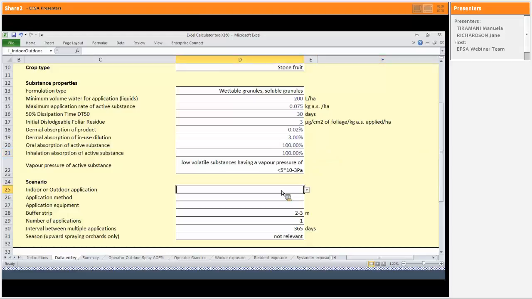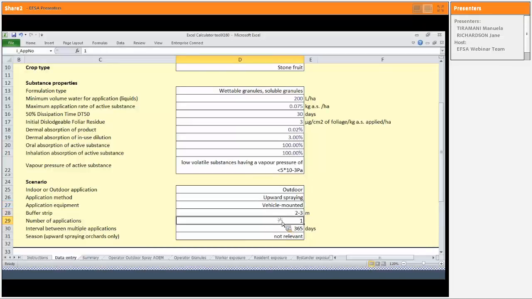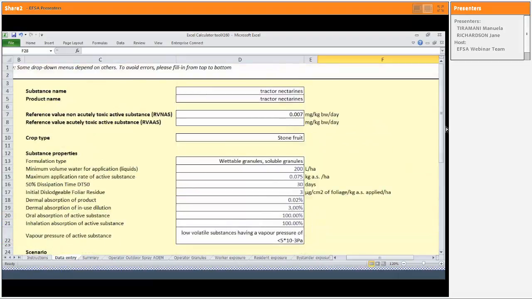Okay, and then we'll finish the scenario. So we're doing an outdoor scenario in this case. We're looking at upward spraying as we're looking at a tree, and we are going to use a simple vehicle mounted scenario. And in this case, we're going to imagine that we have 2 applications, and these are 7 days apart.